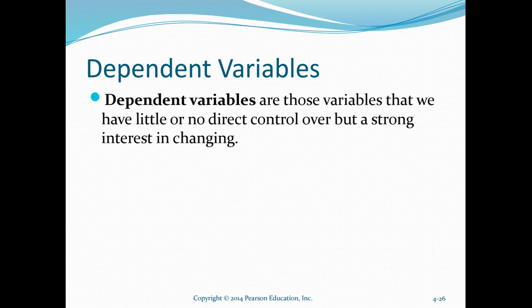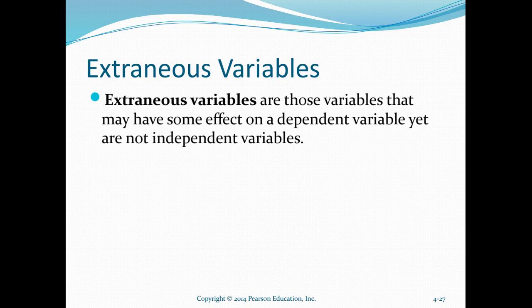Extraneous variables, as we discussed, are those variables that may have some effect on the dependent variable, yet are not independent variables. So they are not the dependent variables, but they affect the dependent variables, and that's why they are also part of our study, and they can jeopardize our studies and the findings. So we need to understand them fully and how they are affecting our research.